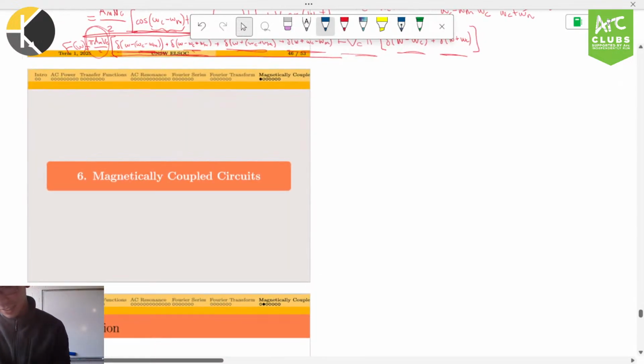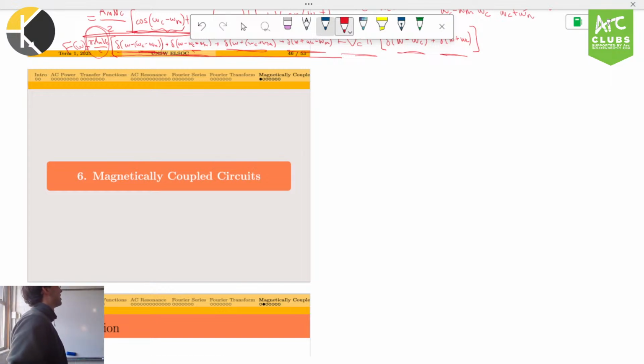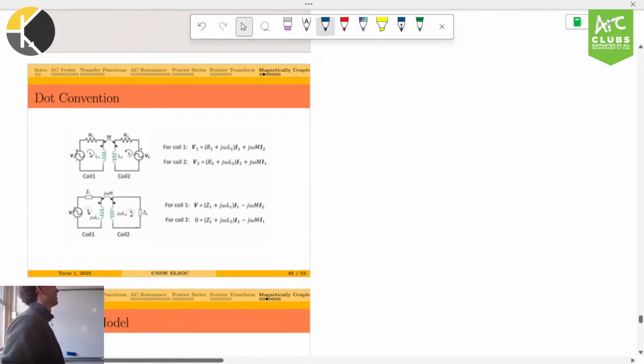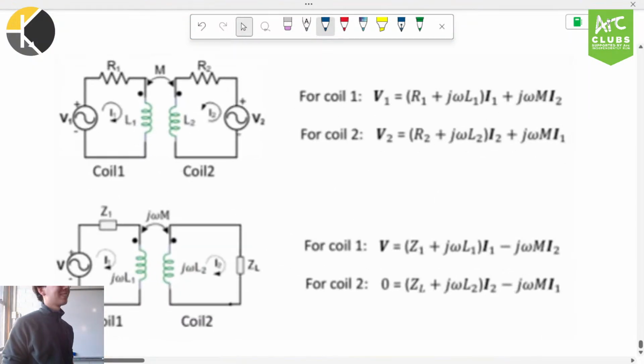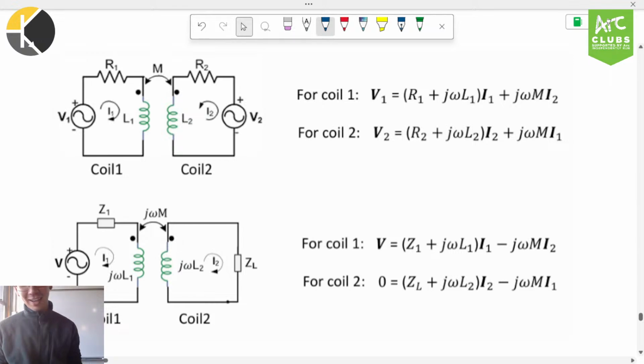Last topic is magnetically coupled circuits. In my opinion, this topic isn't too hard as long as you get this very first part, which is the dot convention, which I know can be very confusing. So I'll do my best to just slowly explain how the dot convention works, and then we'll jump into a question.